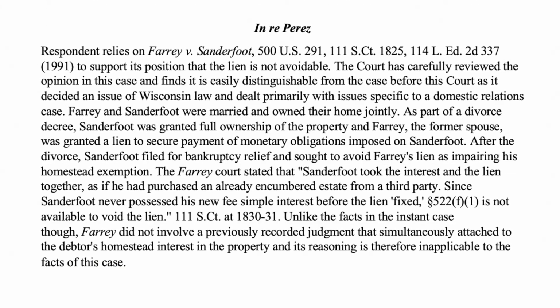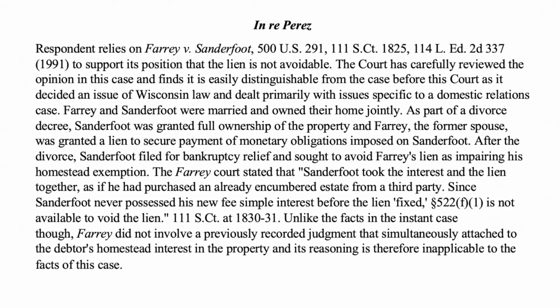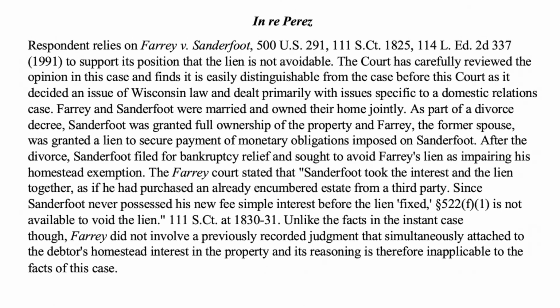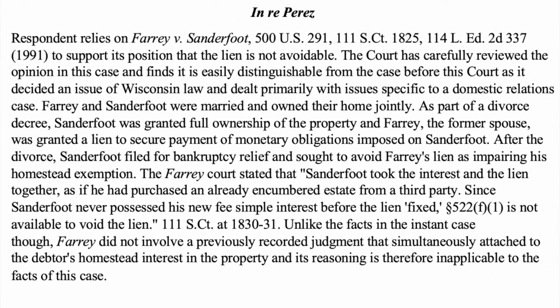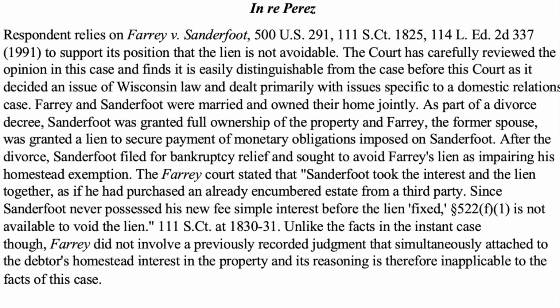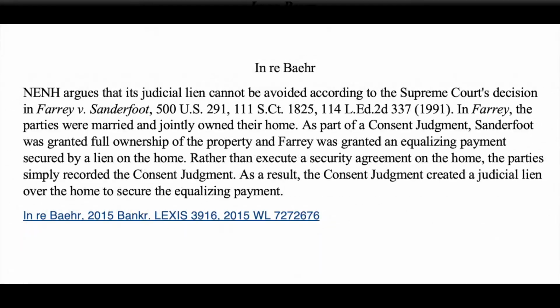Other courts have distinguished Ferry on the grounds that the debtor took title to the property and the lien at the same time, just as if someone had purchased an already encumbered estate from a third party. The citation for that is In re Perez, 391 Bankruptcy Reporter 190, and also on grounds that the domestic relations lien in Ferry was a consensual judgment lien as opposed to a non-consensual judgment lien. That can be found at In re Bear, case number 15-10452, found at 2015 Bankruptcy Lexis 3916. In analyzing Ferry, Collier on Bankruptcy at section 522.11 calls the Supreme Court's reasoning flawed.